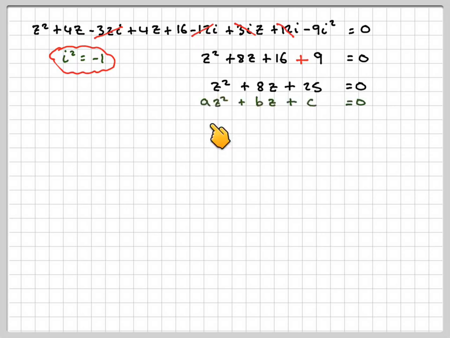So if we compare that with az squared plus bz plus c is equal to 0, a is equal to 1, b is equal to 8, and c is equal to 25. So we found the values of a, b, and c, and this was the equation it came from. Okay, so this video has shown that if you have one complex root of a quadratic with real coefficients, you are able to find the quadratic equation that it came from.